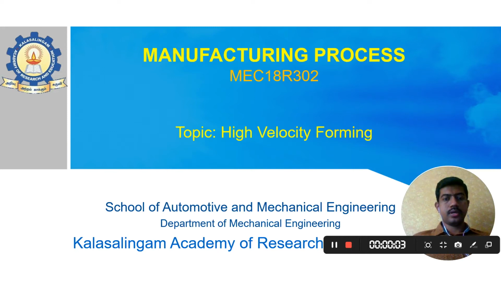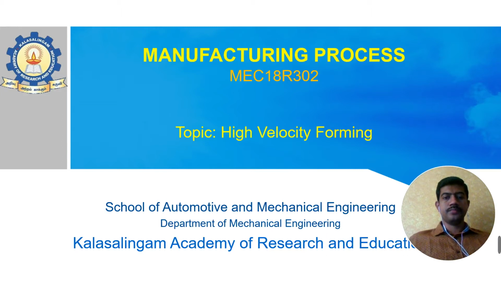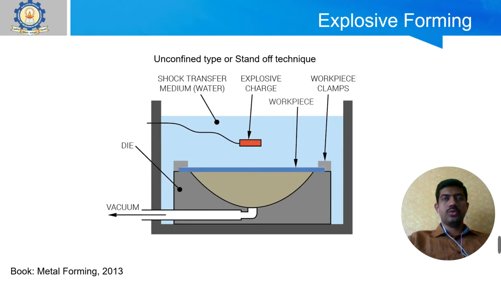In this video, I am going to discuss the different types of high velocity forming. Based upon the classification, the first type is explosive forming. Here, a punch in conventional forming is replaced by an explosive charge. The explosives can be high energy chemicals like TNT or RDX, or even dynamite can be used for generating the high pressure.